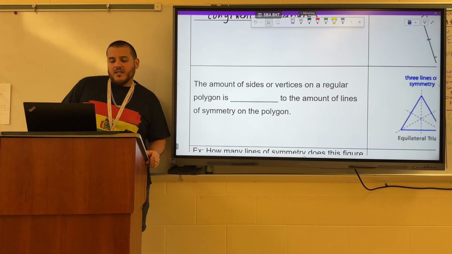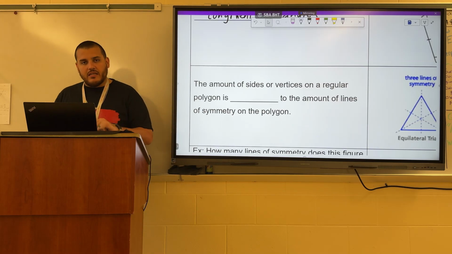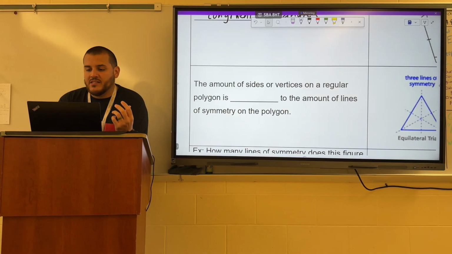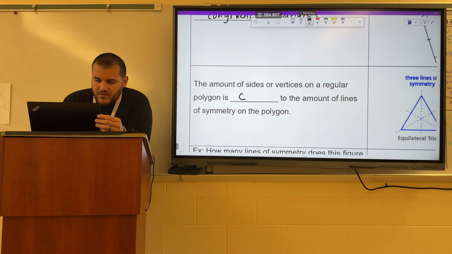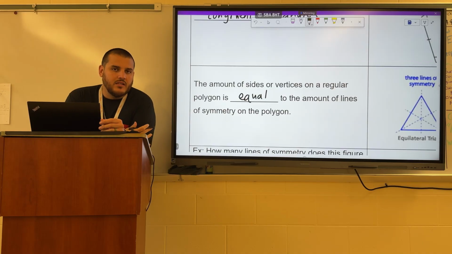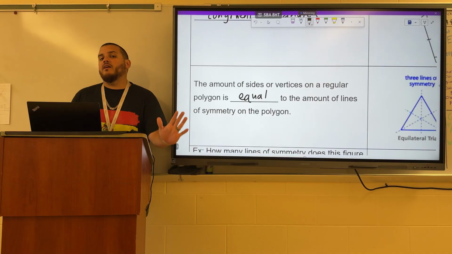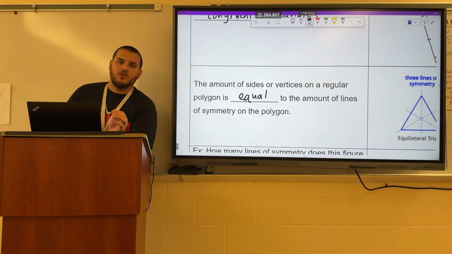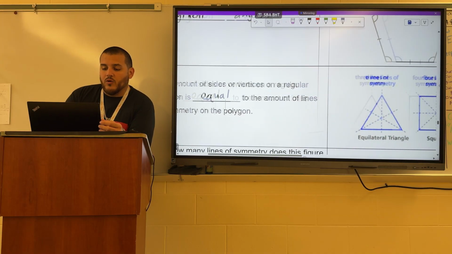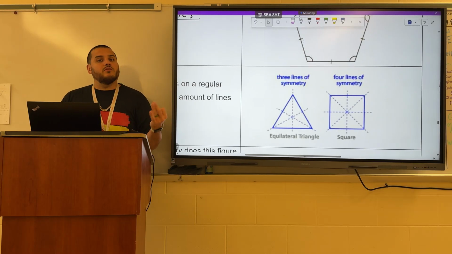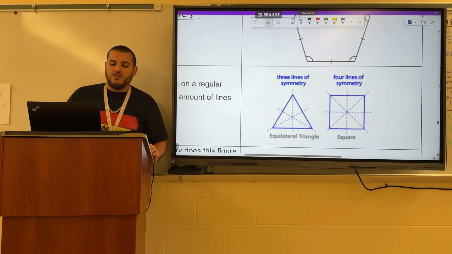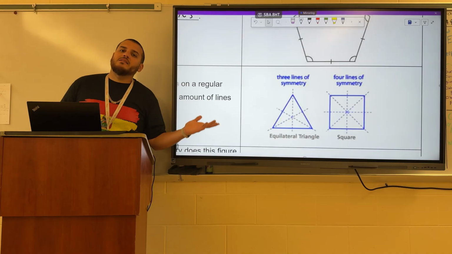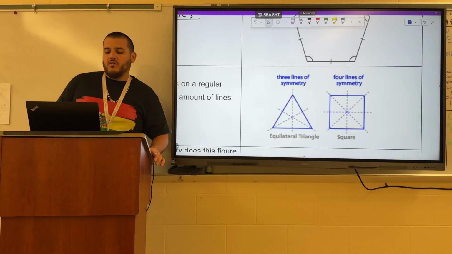For these regular polygons, it's very important to note that the number of sides, or the number of vertices, which will be the same number, is equal to the number of lines of symmetry that the polygon has. So for a regular polygon, you will have that same number of lines of symmetry. For example, an equilateral triangle has 3 sides, 3 vertices. It will have 3 lines of symmetry. A square has 4 sides. It will have 4 lines of symmetry. A square is a regular quadrilateral because all the sides are congruent and all the angles are congruent.